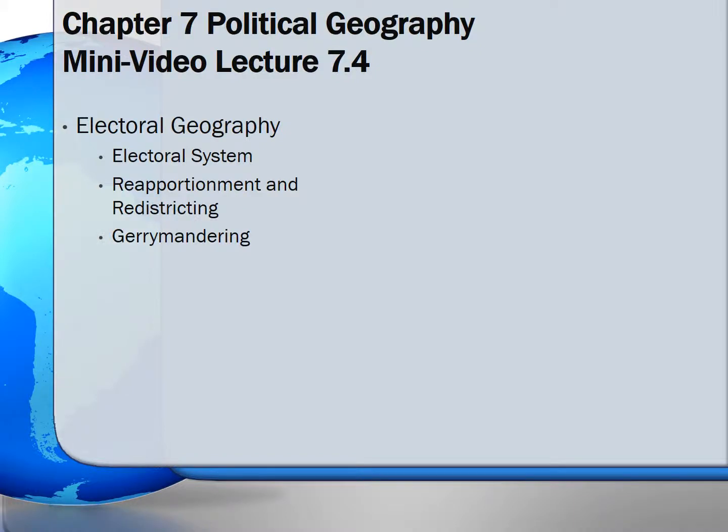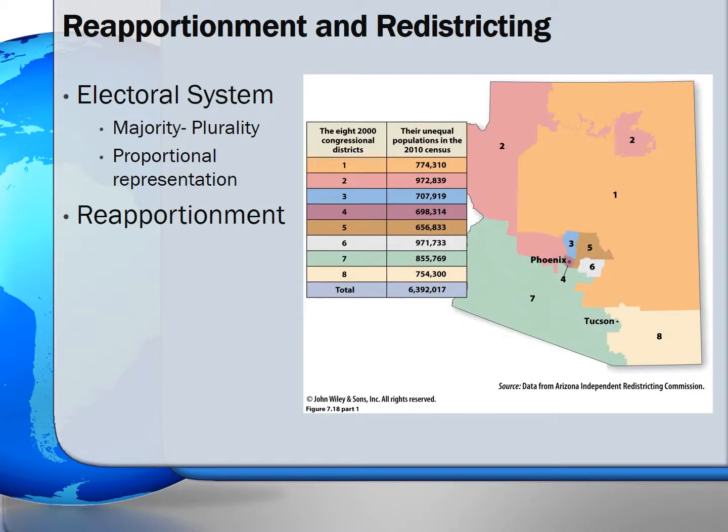In a representative democracy, voters elect legislators whose duty is to develop and implement public policy on behalf of their constituents. In this lecture, we will examine electoral geography. This topic is important to geographers because of the ways nations and states have defined and modified boundaries and have used them to their benefit. Electoral geographers study the spatial aspects of electoral systems, voting districts, and election results.